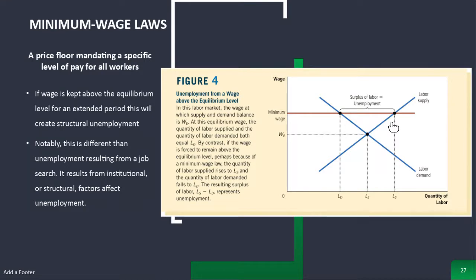So that's one of the key questions here: are policies intended to help workers beneficial to workers, or is it actually detrimental and causing more problems? Now, more research has been done, and we're finding out that perhaps the effects are not as dramatic for increasing minimum wage laws, but that gets into questions such as elasticity, which you will explore in microeconomics. But notably, this is different than unemployment resulting from a job search. This results from the fact that the institutional or structural factors of the marketplace are affecting individuals' unemployment.